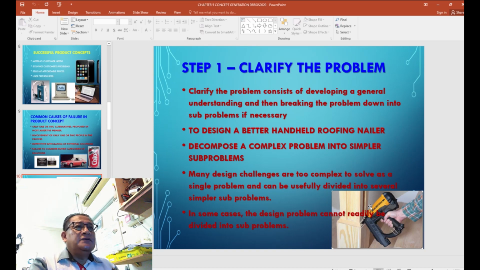So first we have to clarify the problem, which consists of developing a general understanding and breaking down the problem into sub-problems. For example, a nailer. So what kind of construct do you need to have in order to perform a nailing job? As such, you could design a better roofing nailer or better nailing machine, for example. Then we have to decompose the complex problem of producing a roofing nailer by looking into the components of each of the complex problems.